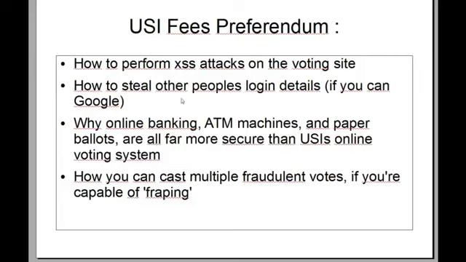it was possible to steal other people's login details, why online banking, ATM machines and paper ballots are all far more secure than USI's online voting system, and how it's possible to cast multiple fraudulent votes if you're capable of fraping.